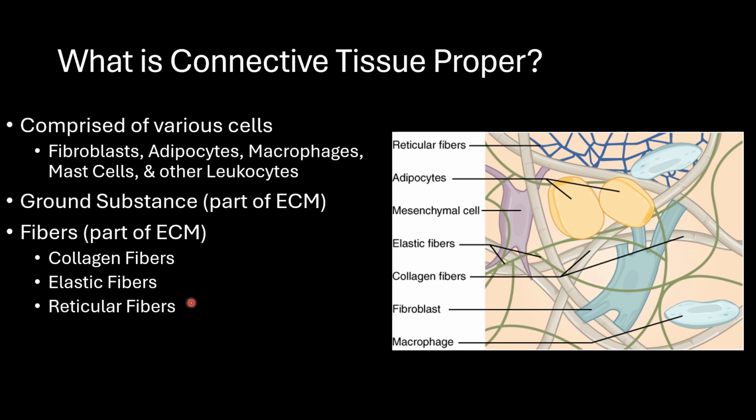They're actually type 3 collagen fibers. They're thin and branched, so like over here, these blue ones, kind of like a spider web. So they help form this framework that can help contain certain tissues.